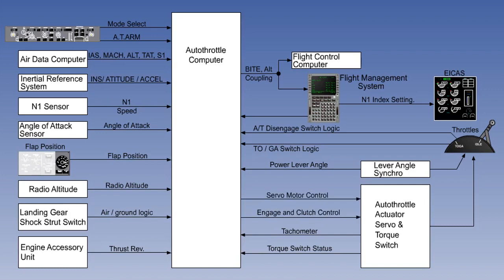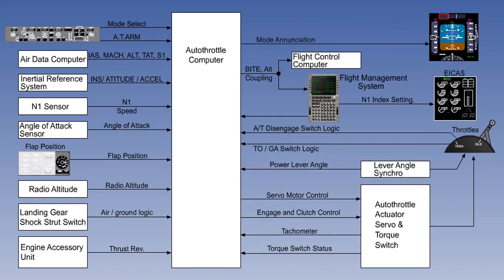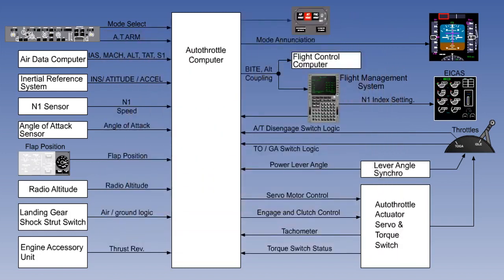There is a servo motor control and engage and clutch control output through the autothrottle servo actuator. Autothrottle mode annunciation is provided to the primary flight display, and there are also failure warnings and annunciations provided for the crew.